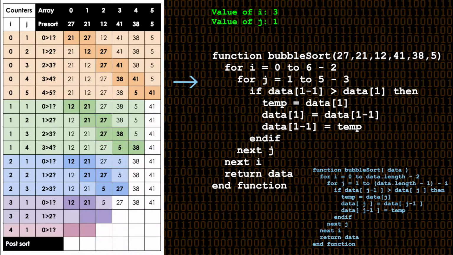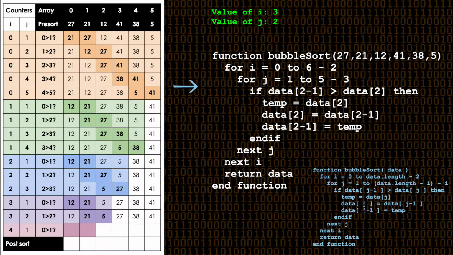So the first time round, we check if what's in the value before j is bigger than what's in value number 1. So we're checking if 12 is bigger than 21. We've done this before. 12 is not bigger than 21, so don't do a swap. Move on to the next value of j.